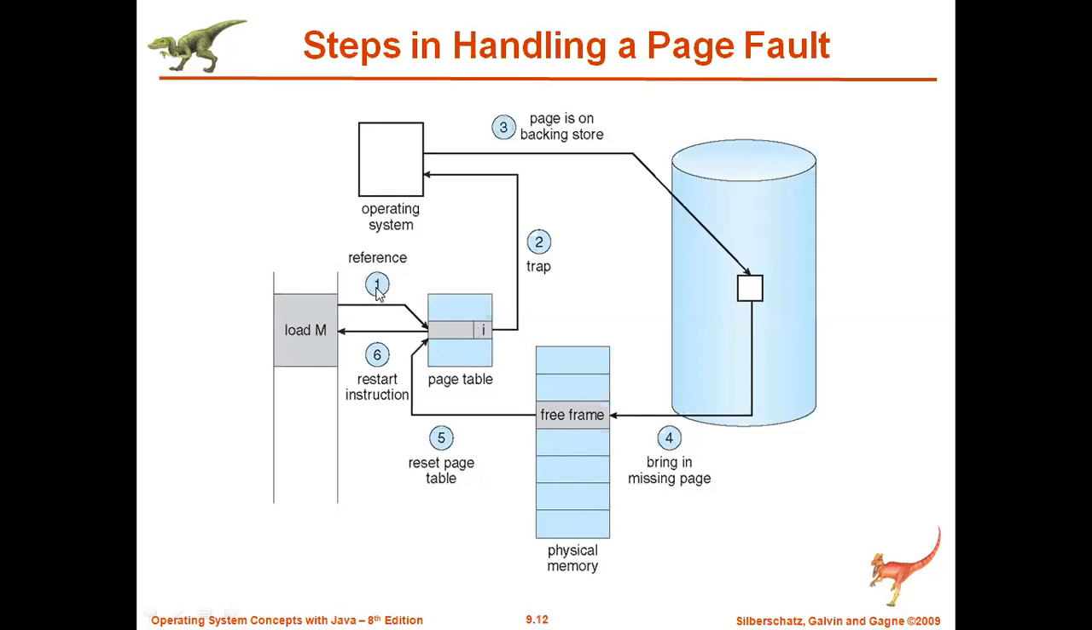So first is reference to the page table, second is trap, third is accessing the secondary storage, fourth is bringing in that page which the CPU is looking for, fifth is reset the page table. Once you get this page into the main memory, reset that. Then sixth is restart the instruction. Restart is nothing but now you tell the CPU that it can access the memory. You can access the page which is available in the main memory. That is nothing but you can restart the execution.